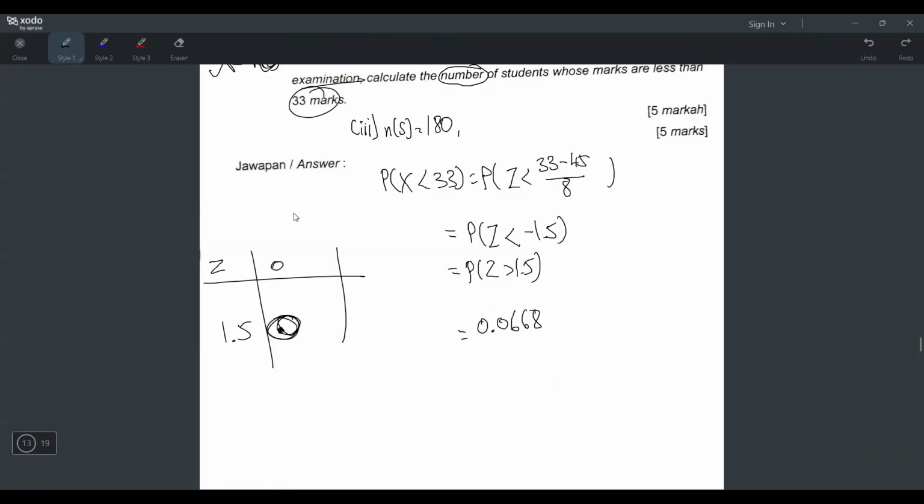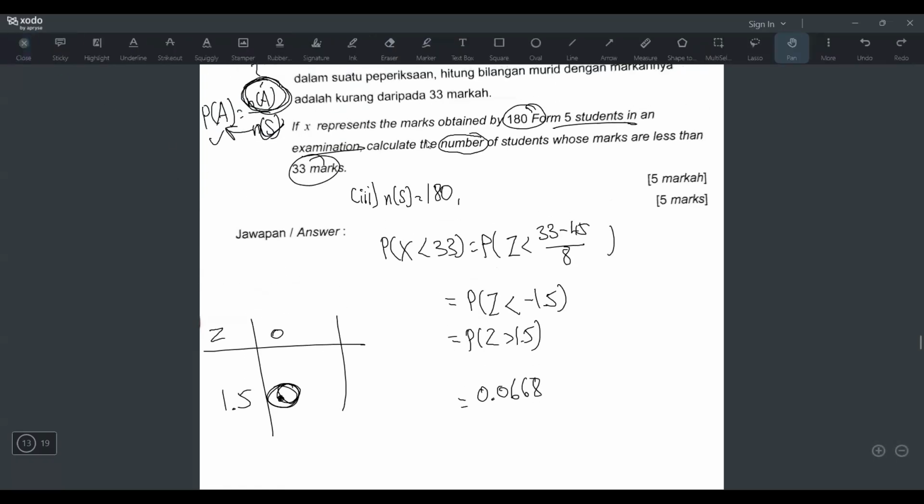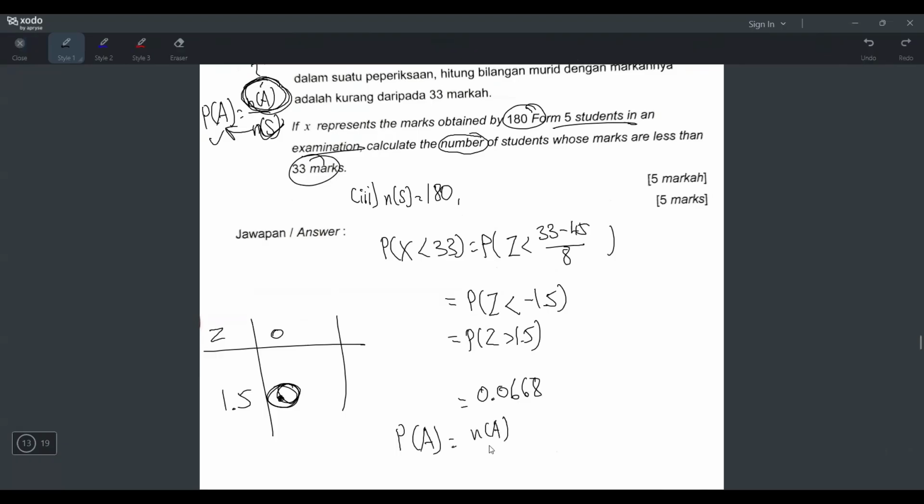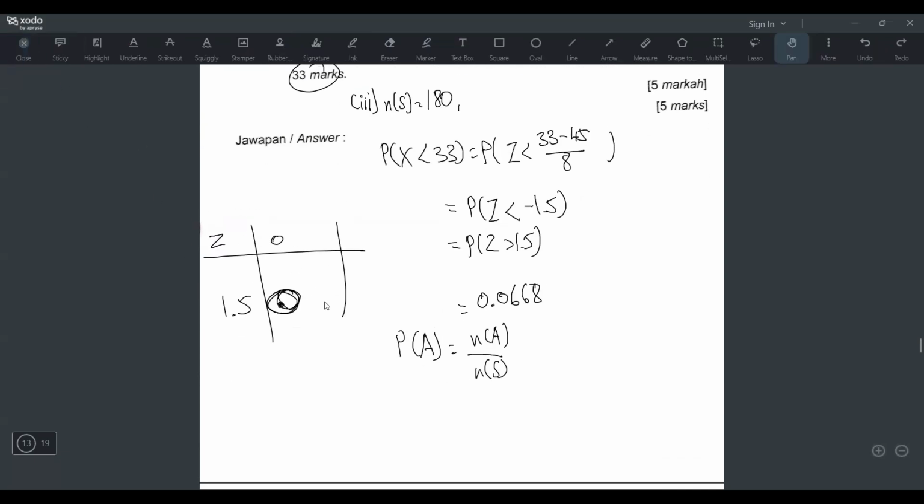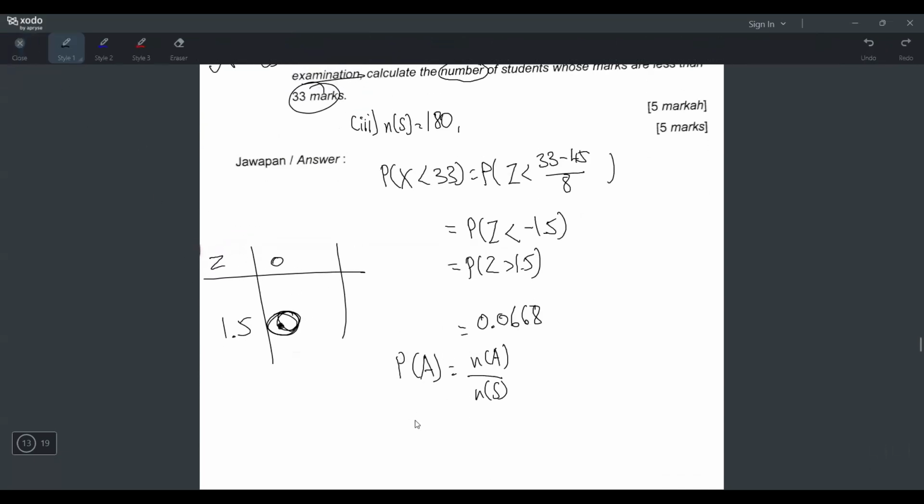But I told you already, this is not the final answer because they want to find the number of students. This is the probability of students less than 33 marks. I want the number of students less than 33 marks. So you have to use this special formula, PA equals NA over NS. In this case, the A represents mark less than 33. So what is the probability of mark less than 33? 0.0668. And this one is the number of students whose marks are less than 33. And then NS is the total, 180.